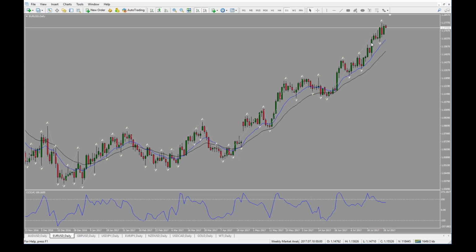Nevertheless, I feel that it is in trend. Does everybody agree that we are in trend on the Euro USD? What do we think, guys? Yes, we're in trend, or no, we're not in trend? Absolutely. It's unanimous.